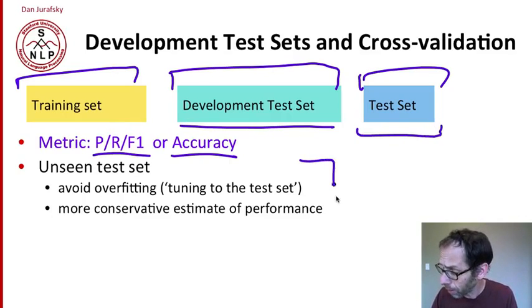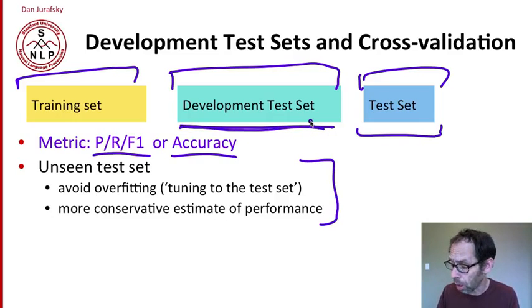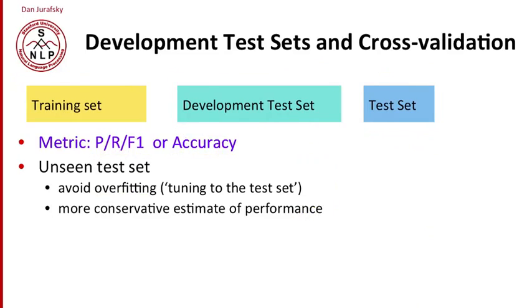And the reason why it's important to have this clean, unseen test set is that otherwise, if we report numbers on our development test set that we've been using all along, we're going to end up overfitting. We're going to report much higher accuracies probably than are reasonable because we've tuned our algorithm to this development test set. A clean, unseen test set gives us a more conservative estimate of performance.